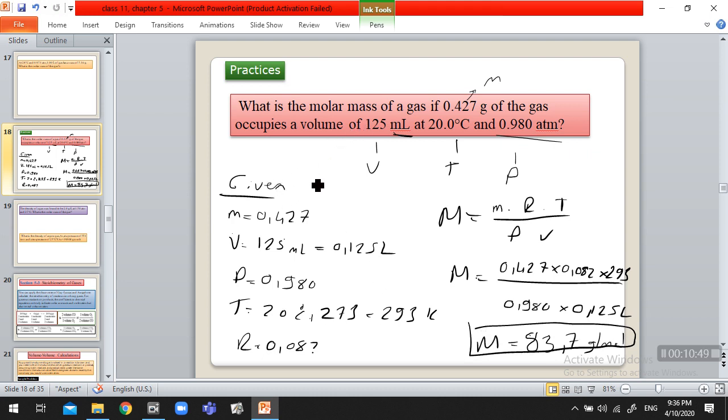First write the givens here, but if there are different units, you have to convert them to the real units. For example, volume in milliliter, you have to convert to liter. Temperature in Celsius, you have to convert to Kelvin. Gram is okay, and pressure in atm is okay. After you write the givens, you can easily apply the formula molar mass equals mass RT over PV, and it gives you the molar mass of this gas, 83.7 gram over mole.